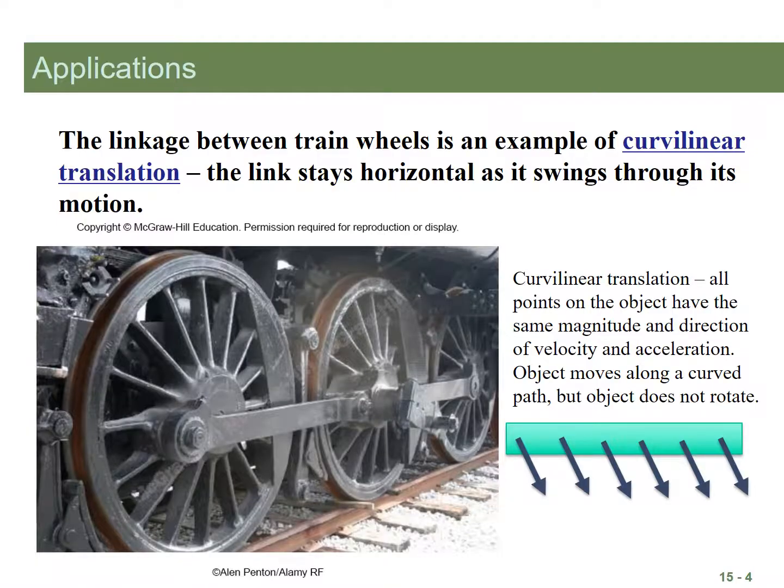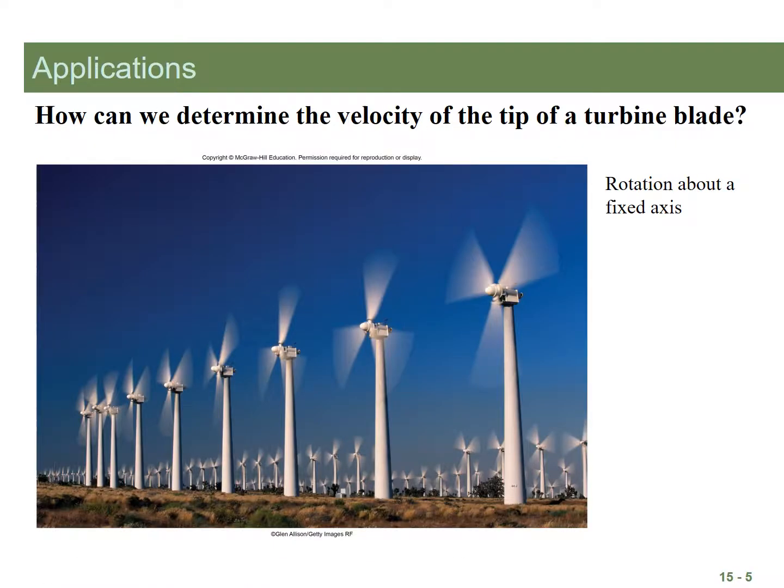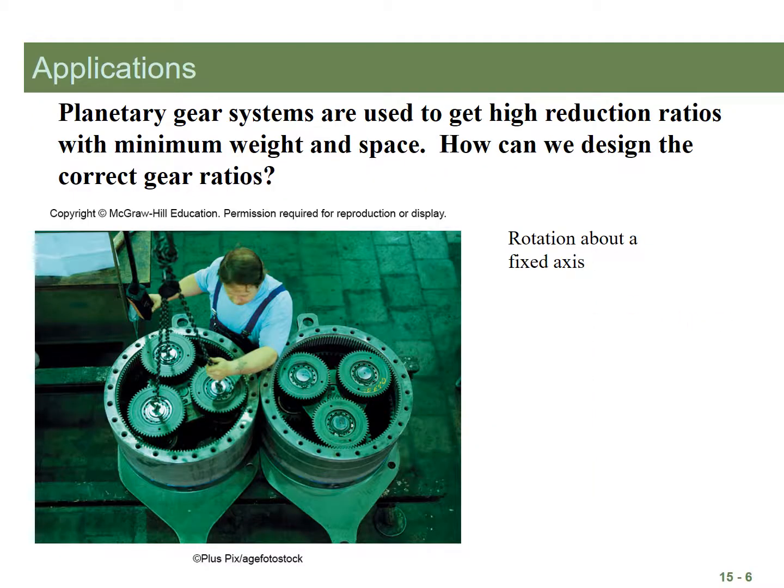Okay, so the different types of motion. What's going on with this train here would be curvilinear translation, where all the points on the object are traveling at the same velocity and acceleration. This is going to be the simplest kind of motion. We'll have motion like the rotation around a fixed axis. So if you want to know the velocity at each point along this fan blade, what would it be? Here's another rotation about a fixed axis with a planetary gear system.